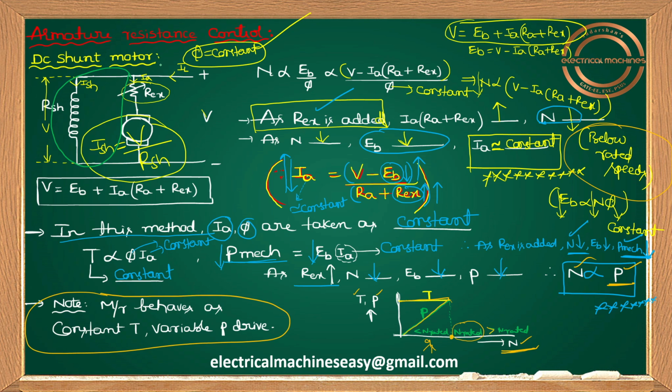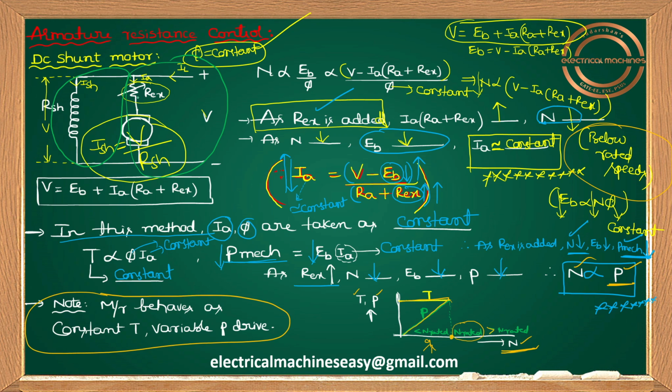Whatever explanation I have given, by adding REX value, your N is reducing, we are getting below rated speeds, IA can be taken approximately constant, and the motor acts as a constant torque, variable power drive. Everything is valid for DC series motor also. The simple reason is, in a DC shunt motor, we don't have any effect because of the shunt field winding. If you remove it, the remaining portion is a series motor only.